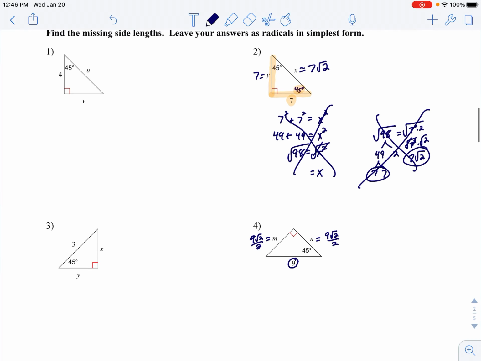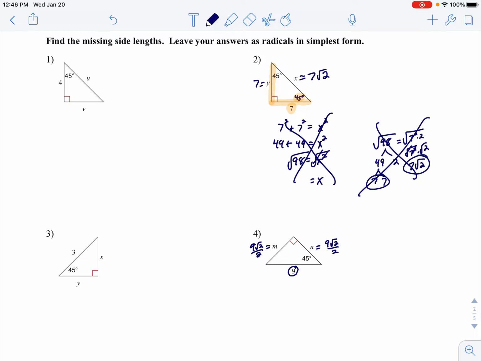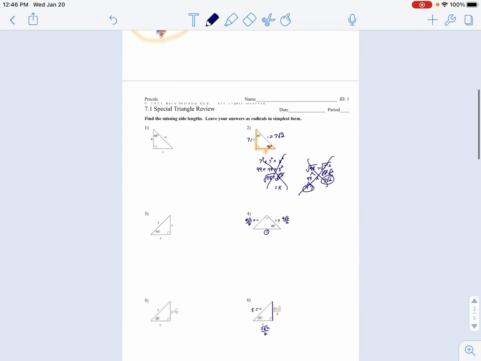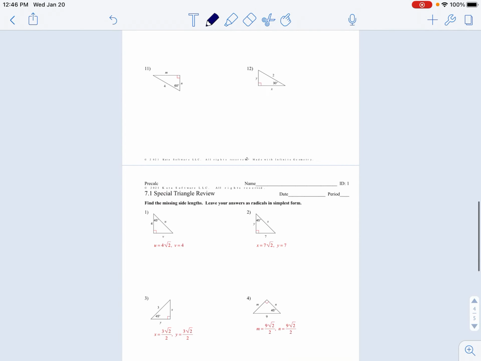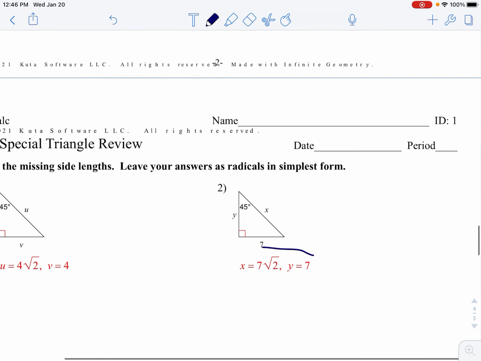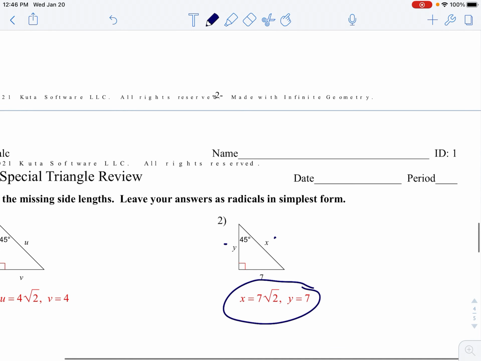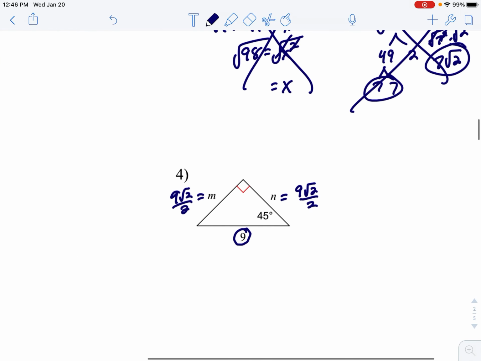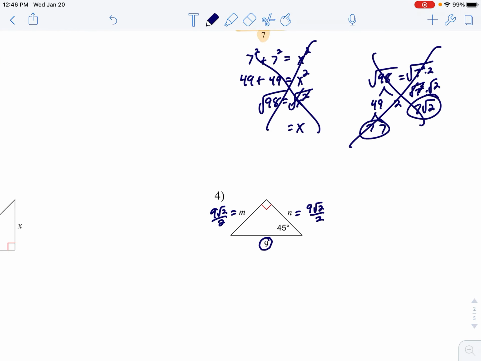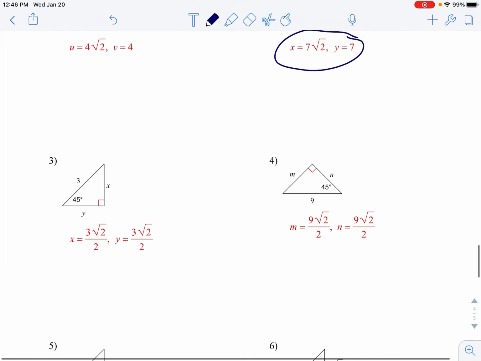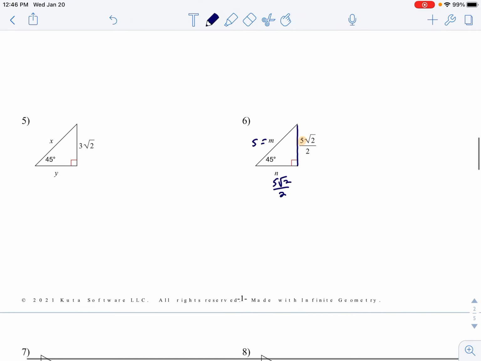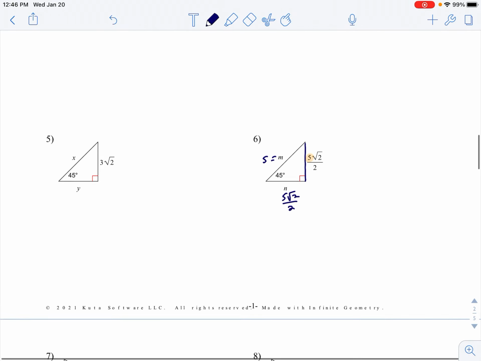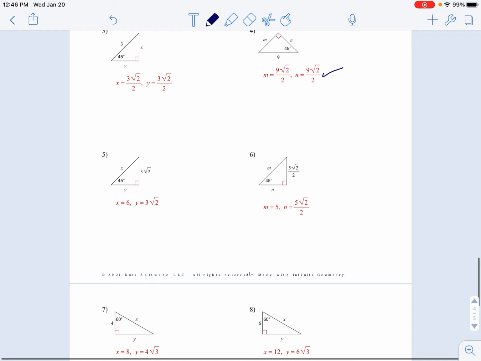So there, let me check. I forgot to check my answers. So number 2, we'll scroll down to the answer key and check that first. Looks good. They wrote the answers here instead of up there. Number 4, m and n are both 9 square root of 2 over 2, or 9 radical 2 over 2. Very good. And this one, m is 5, n is 5 square root of 2 over 2.